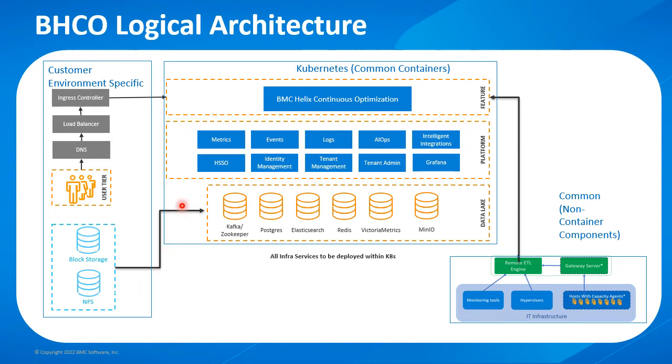They are the common container services which are used among the different products that BMC provides. They use Kafka, Zookeeper, Postgres, Elasticsearch, Redis, Victoria Metrics, and MinIO. Has a series of common services that are used. When you install the Kubernetes cluster, you will provision these.